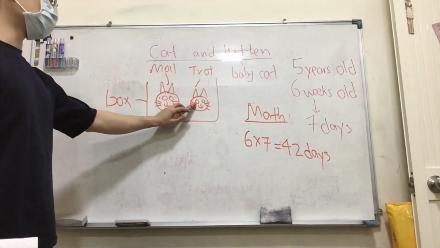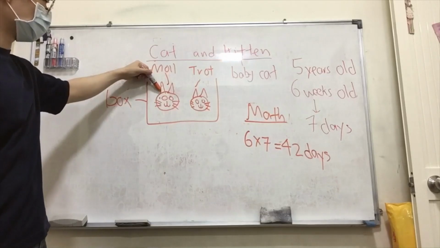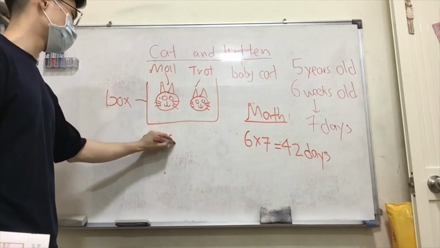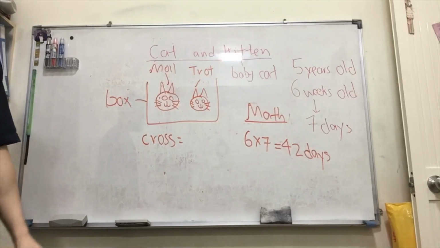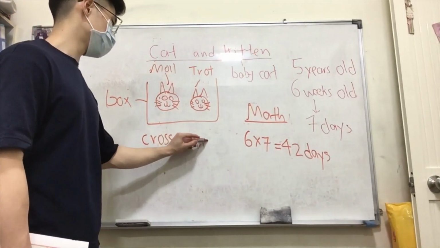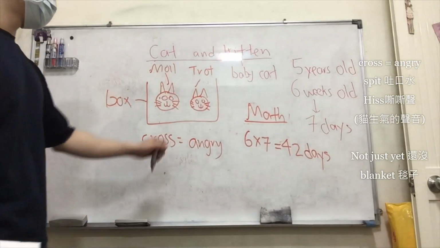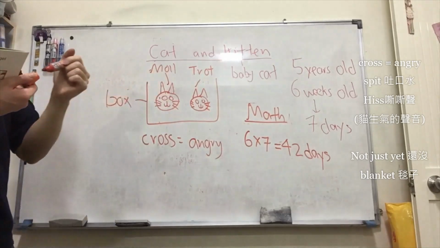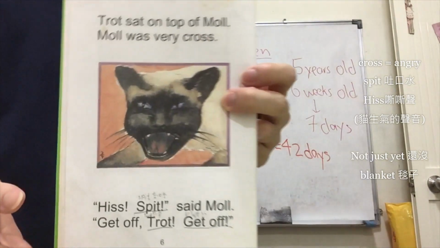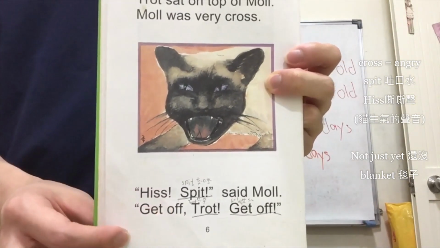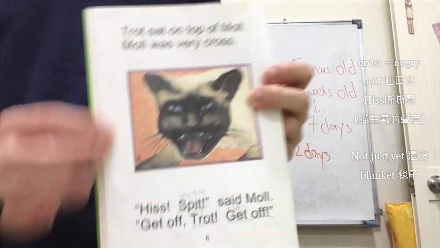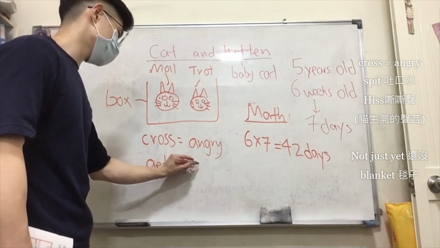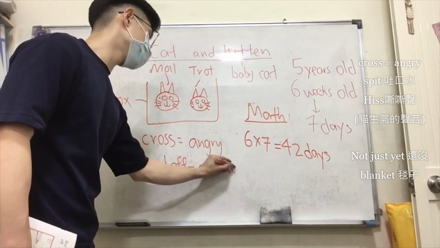Alright, so the small kitten likes to sit on Moll, okay? So Moll is very cross. C-R-O-S-S. Okay, so remember what is the word cross? The word cross means very angry, right? So because Trot sits on Moll, Moll is very angry. Moll wants Trot to get off, to get away, to go away, okay? To get off means to go away. Alright?